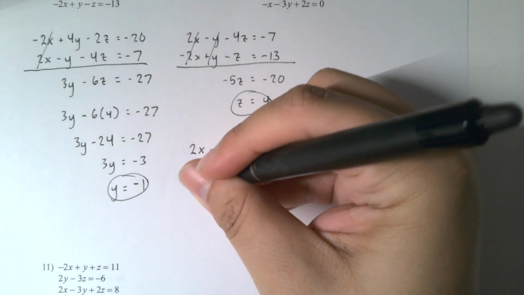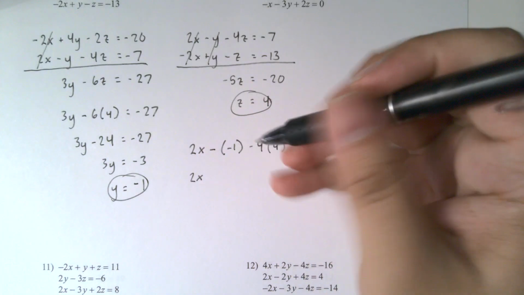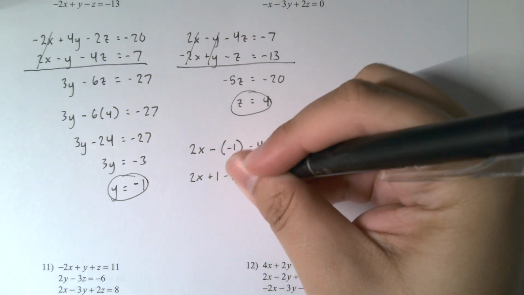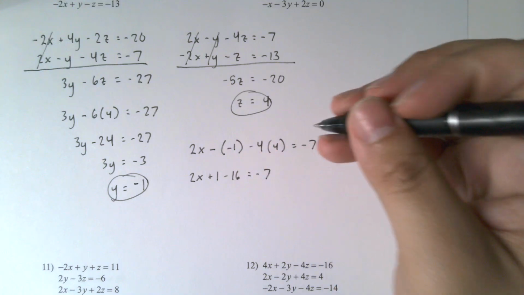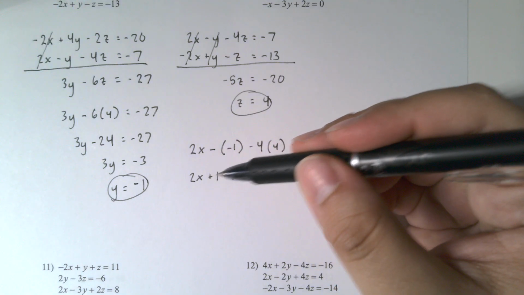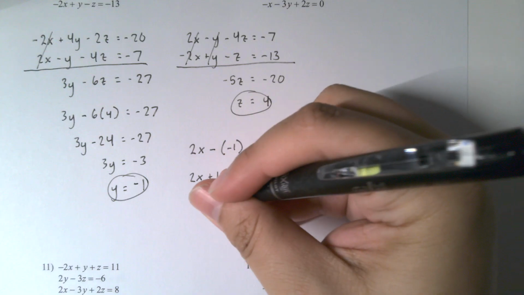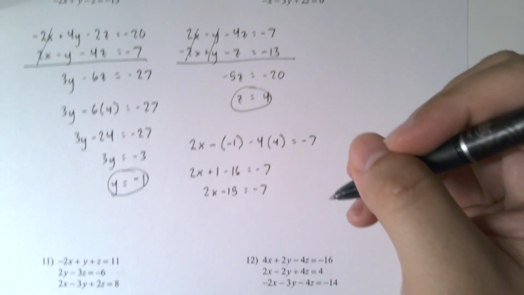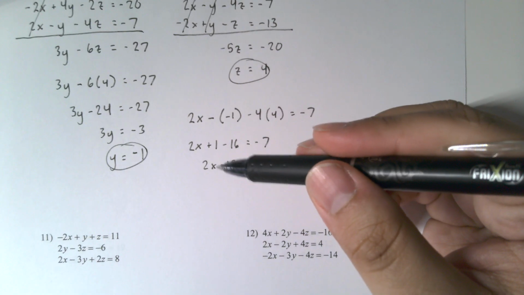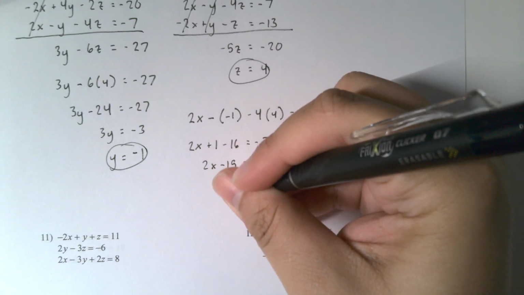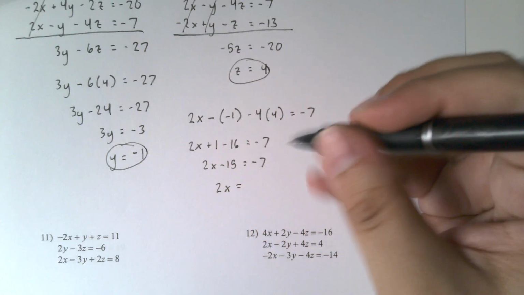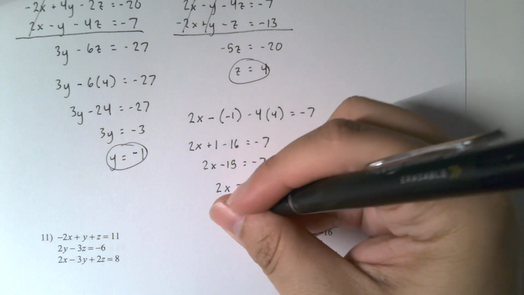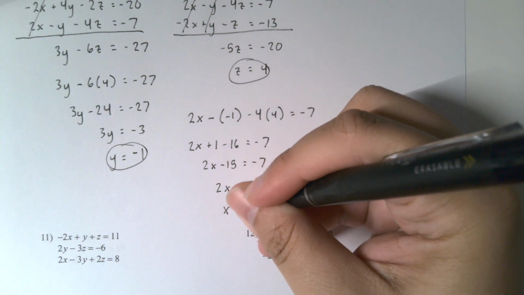So, as mentioned, we have 2x minus negative 1 is really going to be a plus 1, and then minus 4 times 4, which is really just going to be minus 16, and that's equal to negative 7. If we combine 1 minus 16, that's going to be negative 15, so we have 2x minus 15 is equal to negative 7. Still want to get x by itself, so we're going to add 15 to both sides. We have 2x is equal to negative 7 plus 15, which is going to be a positive 8. And now if we divide by 2 on both sides, we get x is equal to 4.